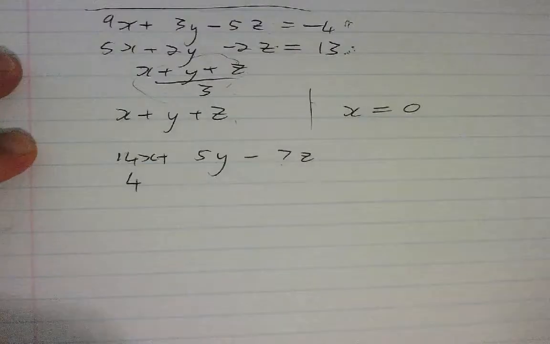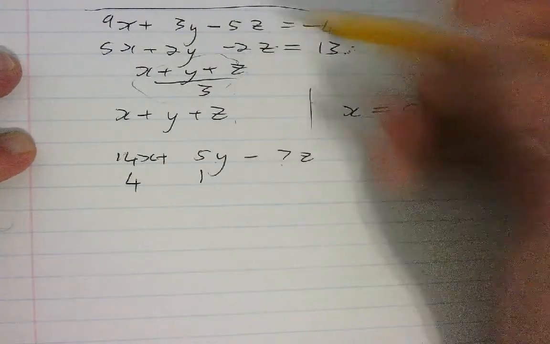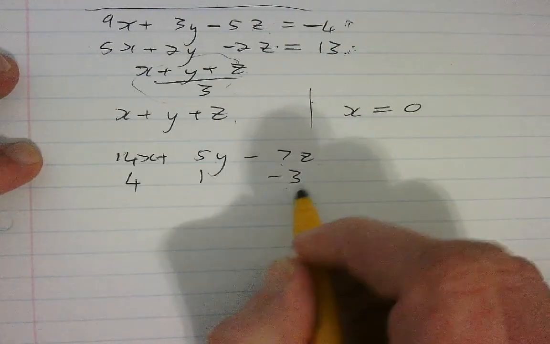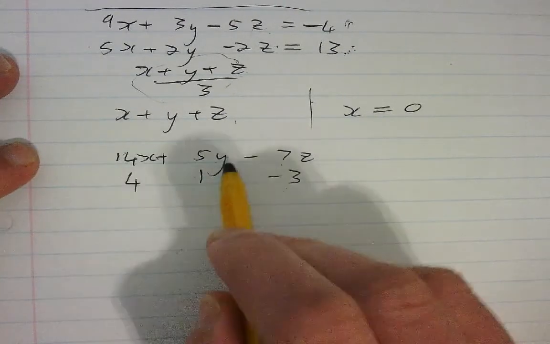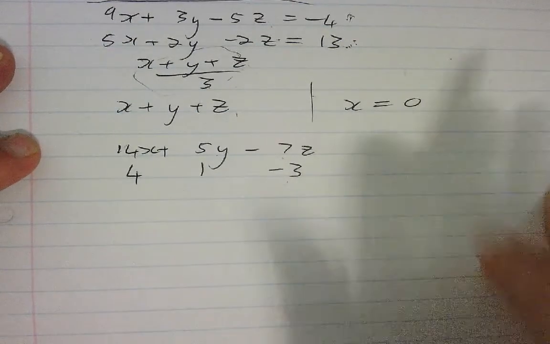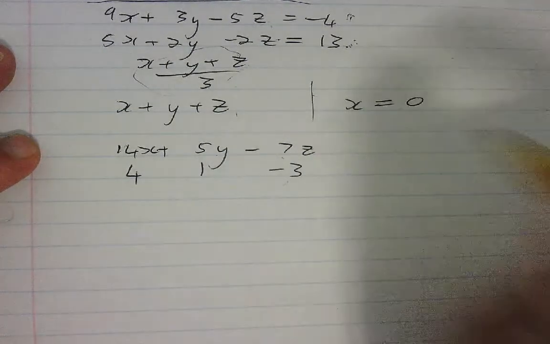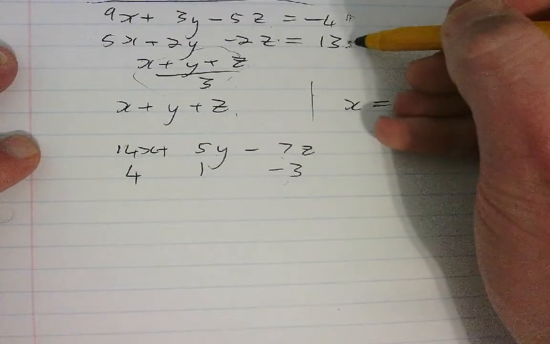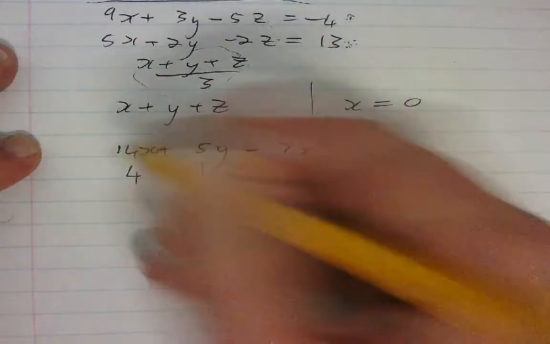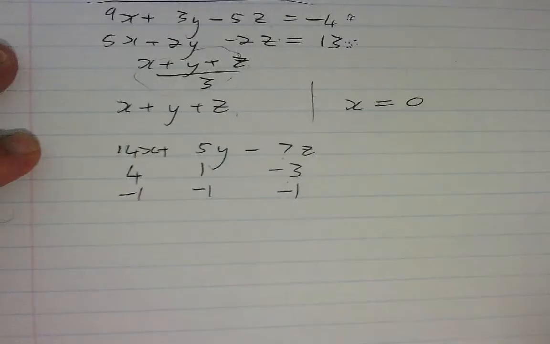Then we'll get 4x, 1y, and minus 3z. Okay, I'm just using a trick that I learned for these type of problems. You don't really have to write out the x, y, and z. That's getting better. Let's take minus 2 times this, add to that. Here we'll get minus 1, minus 1, minus 1.